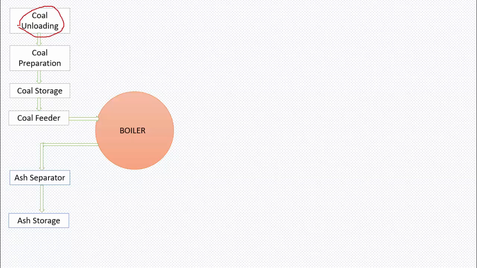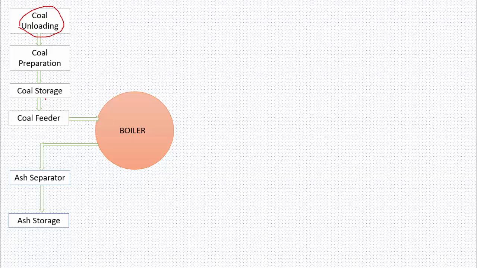Any power station will have a coal storage of 30 days for backup. By means of that stored coal itself, the power plant will be able to run about 30 days without any external supply, right? From the coal storage, the coal has to be fed into the boiler by one mechanism, that is the coal feeder mechanism. This is the coal circuit.